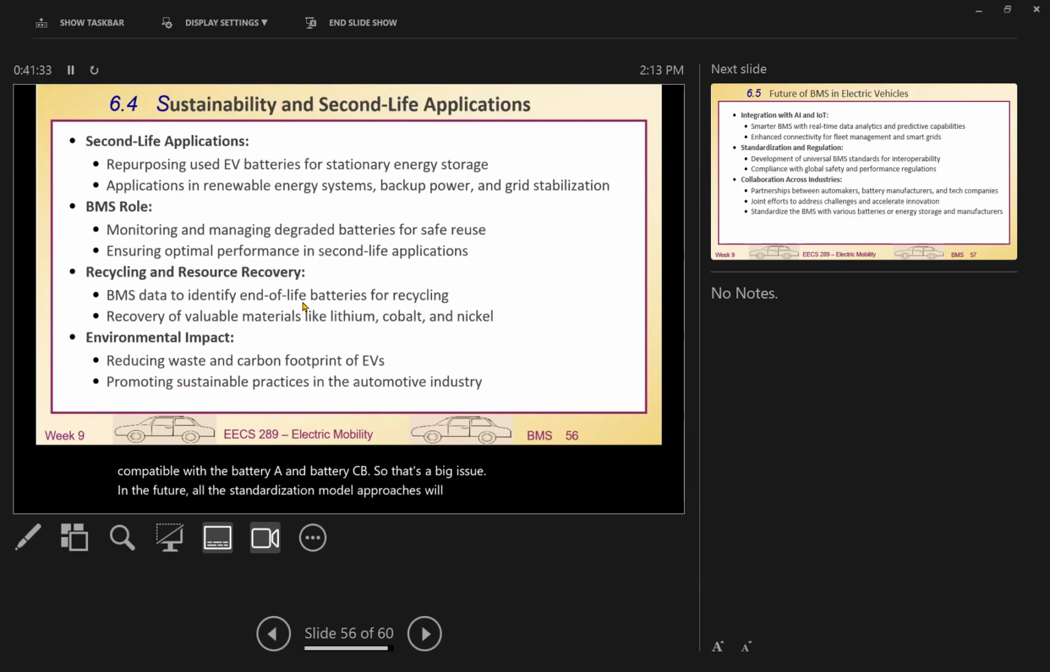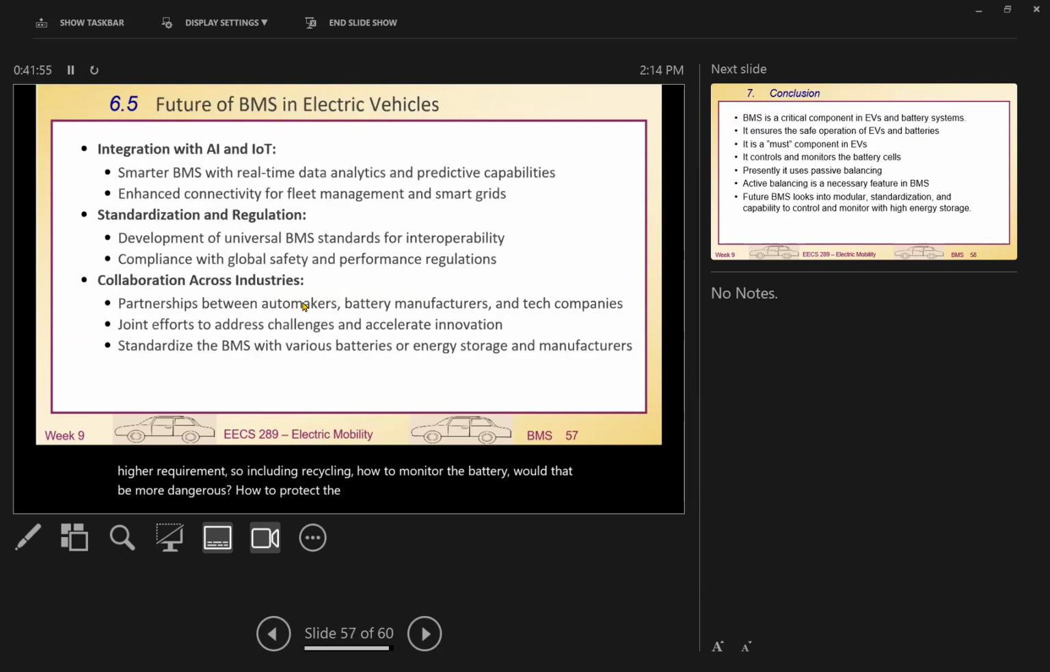Of course, in the future there is sustainability and second-life applications. We will do a lot of second-life batteries, so how do we make sure that is done properly? How do we use the BMS for the second-life battery? When the battery gets older, the BMS has higher requirements, including for recycling: how to monitor the battery, whether it is more dangerous, how to protect the temperature, everything. So the future BMS will be so important, including how we include AI and IoT, how to make the standard, and how to collaborate with other industries.